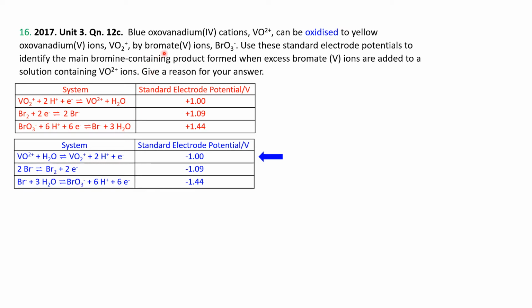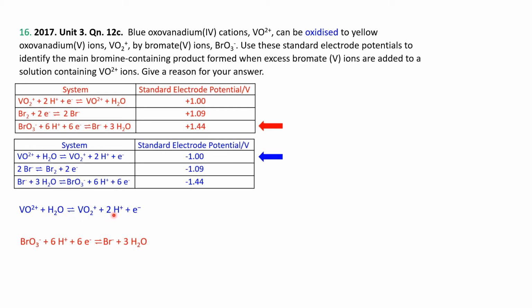So here we are, by bromate(V) ions, BrO3-. Do we know about the reduction of BrO3-? Indeed we do. It's right there. Okay, so use these standard electrode potentials to identify the main bromine-containing product formed when excess bromate(V) ions are added to a solution containing VO2+ ions. So this is our oxidation, that is our reduction.